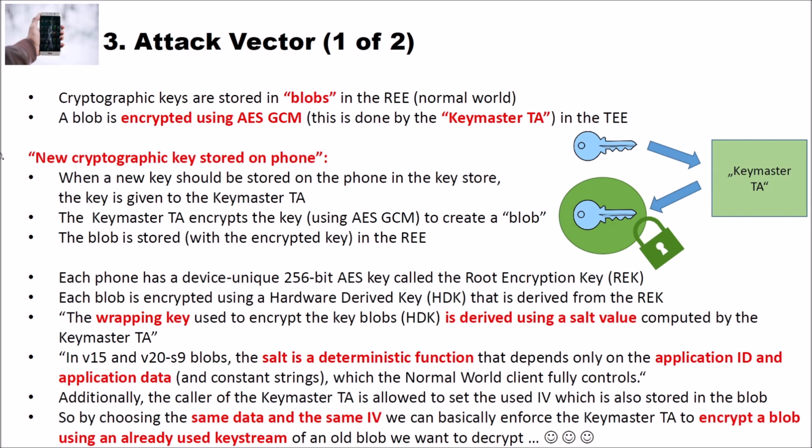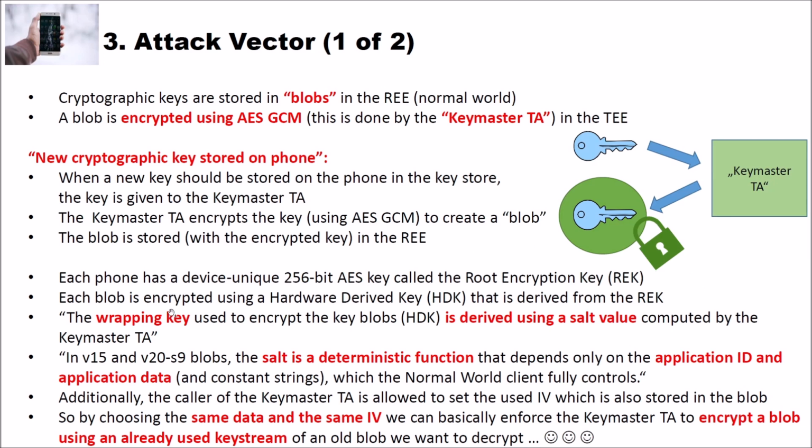And how does this work? When we have a new cryptographic key that should be stored on our phone, in the key store, it's given to the keymaster TA. Then the keymaster TA encrypts the key using the AES Galois Counter Mode to create the blob, and the blob is stored with the encrypted key in the normal world, in the REE. And to do so, each Samsung phone has a device unique 256-bit AES key called the root encryption key. So this differs from phone to phone.